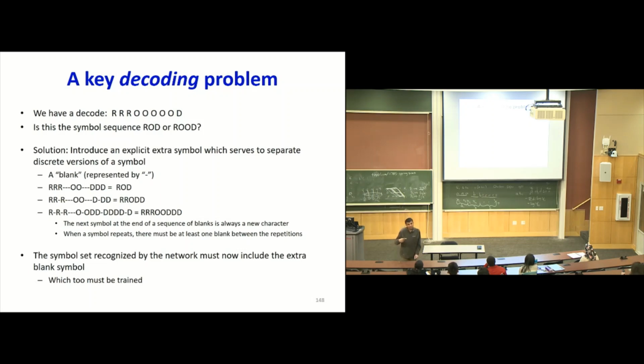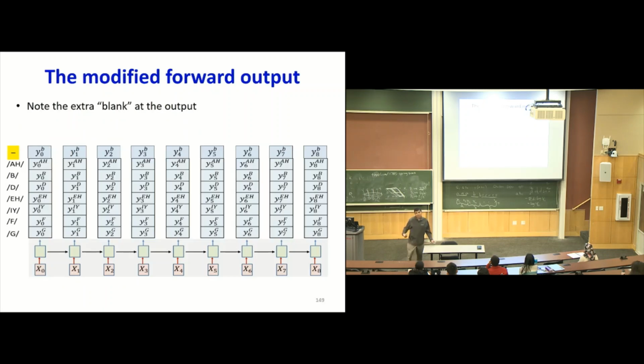So we've actually introduced a separator, a blank. The blank is a nothing operator. All it does is separate repetitions, repeated instances of symbols. But now the blank must be recognized, right? So what we will do is introduce an extra blank as an extra symbol in your vocabulary. So instead of just having the standard symbol set, you're going to have the standard symbol set and an extra blank.